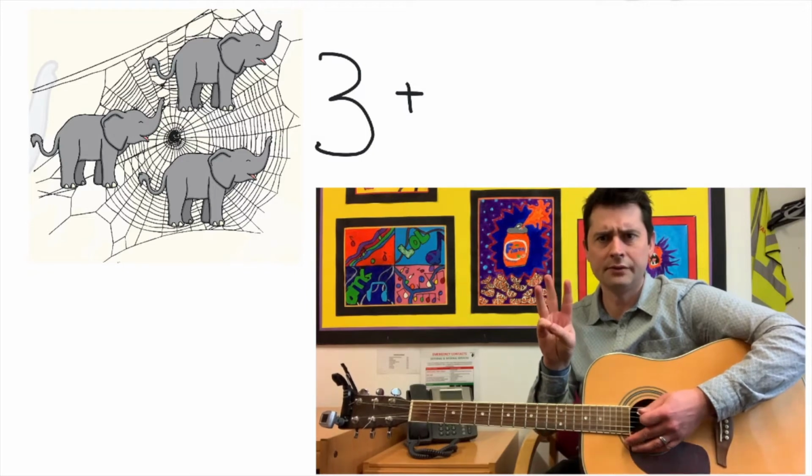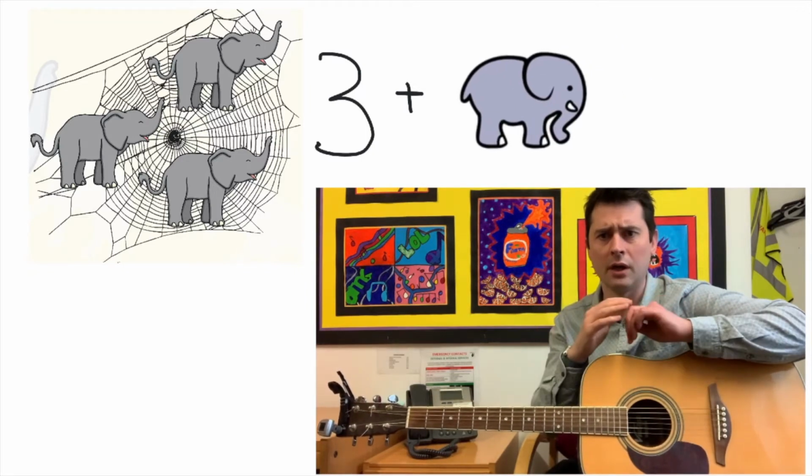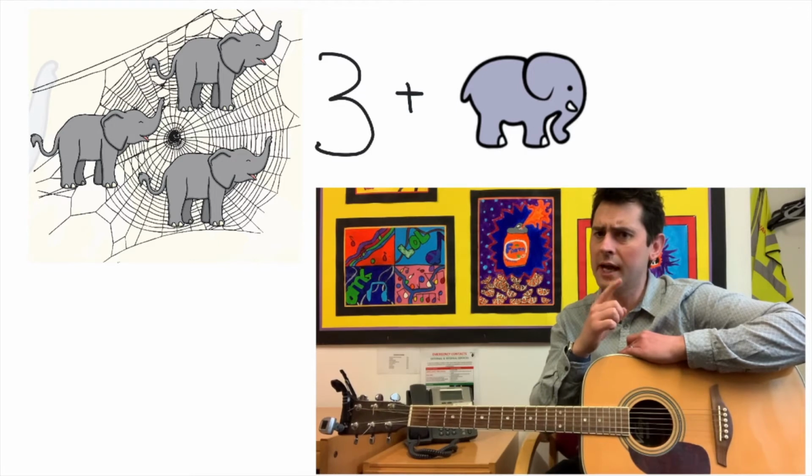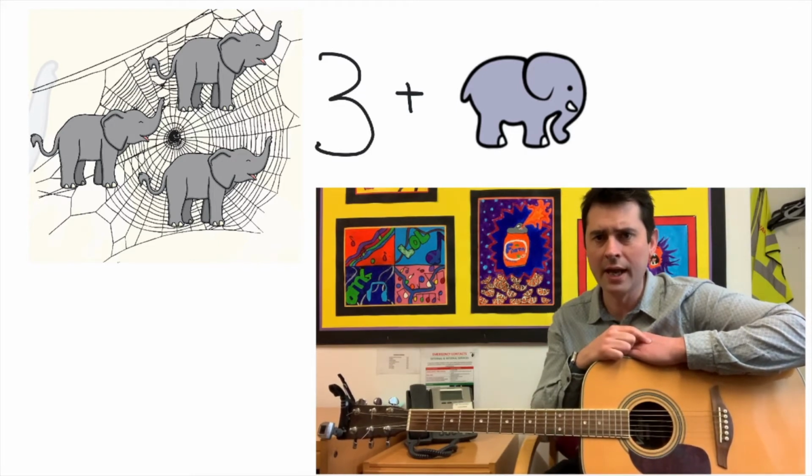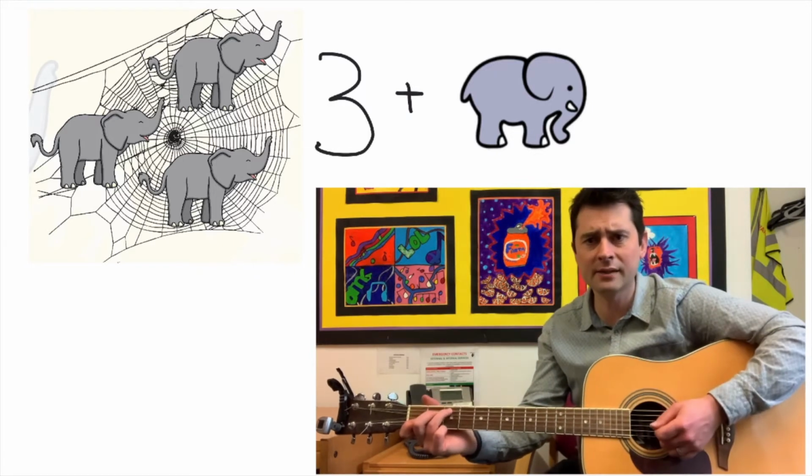Three elephants and another one comes along. Three elephants and one more. Can you show me with your counting objects? How many elephants is that?